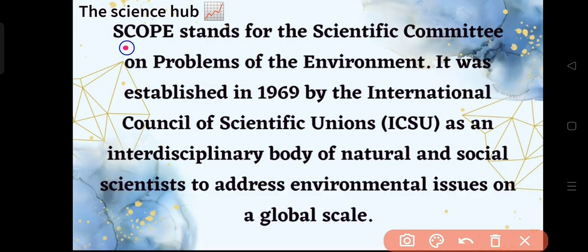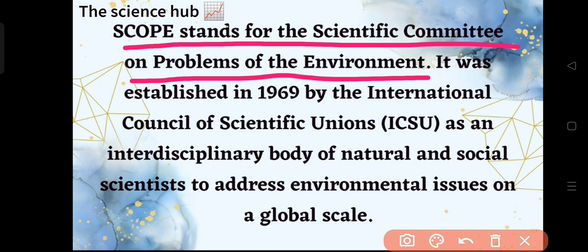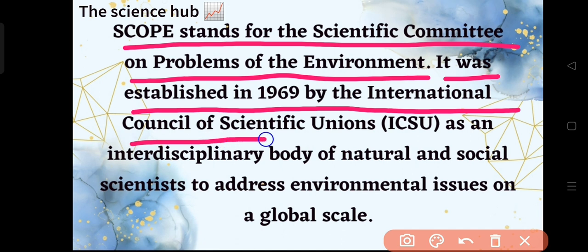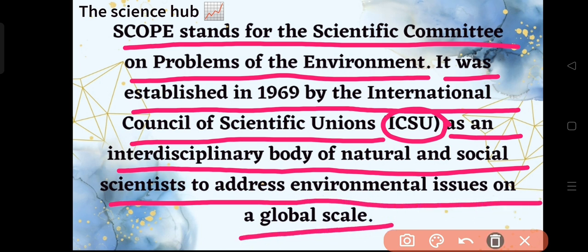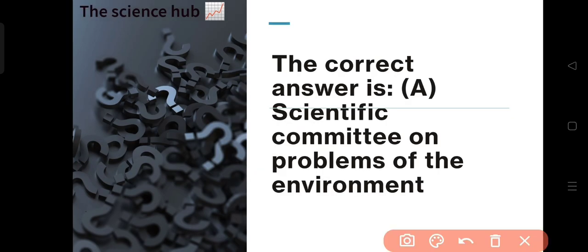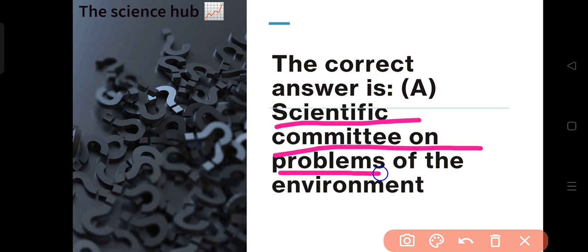SCOPE stands for the Scientific Committee on Problems of the Environment. It was established in 1969 by the International Council of Scientific Unions, that is ICSU, as an interdisciplinary body of natural and social scientists to address environmental issues on a global scale. So from this explanation we got to know that our correct answer is option A, that is Scientific Committee on Problems of the Environment. Now moving on to the next question.